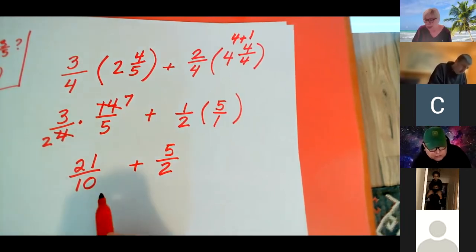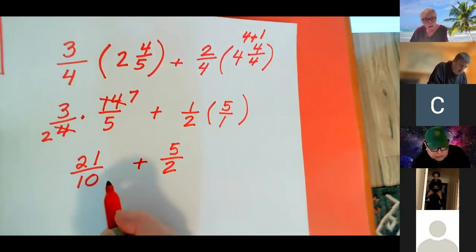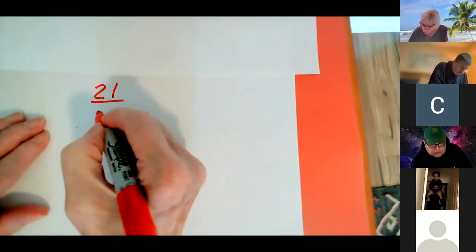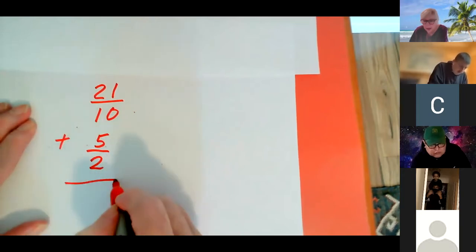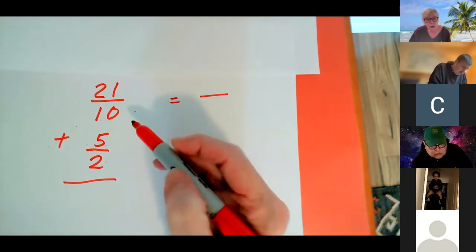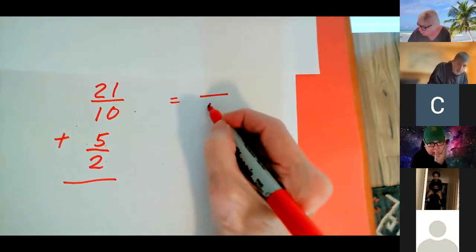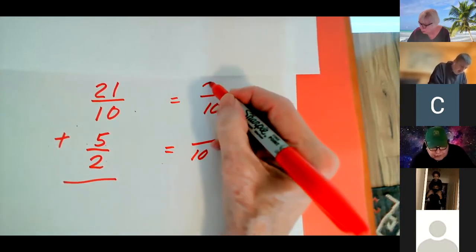So now, because these don't have a common denominator, I'm going to rewrite this vertically, and it's 21/10 plus 5/2. I do not have to make this a mixed number. I can just leave it like this. And the common denominator, you look at the largest one, and the largest is 10. So 10 will work for both of them. I'm going to write 10 in both cases. This would be 21.